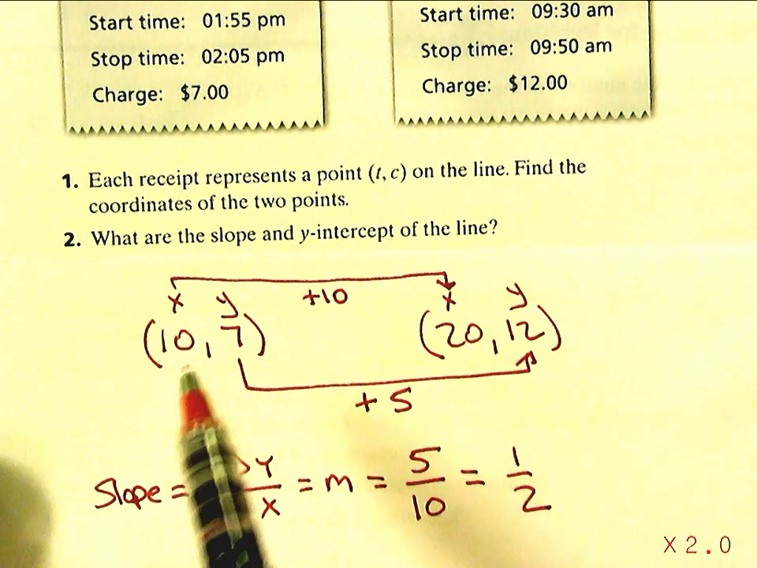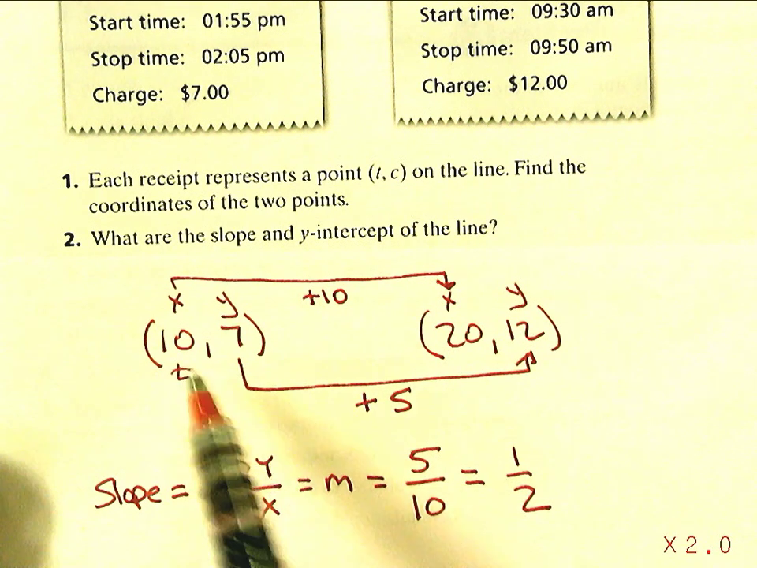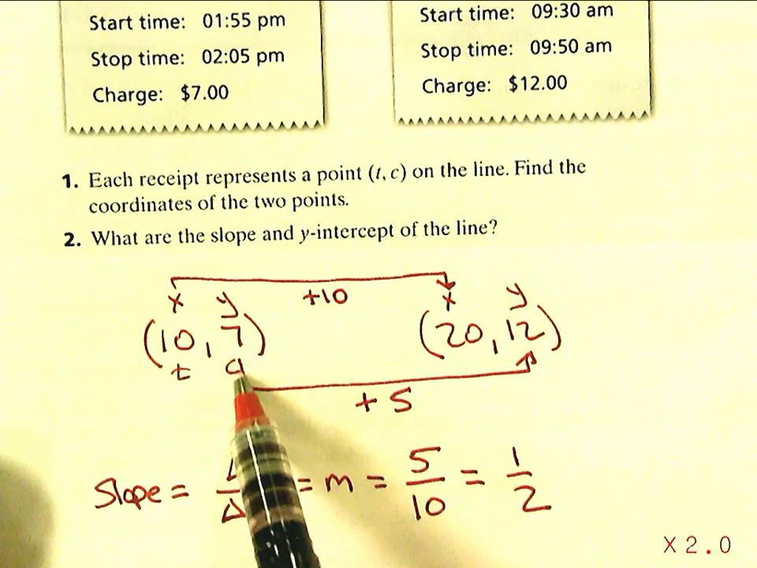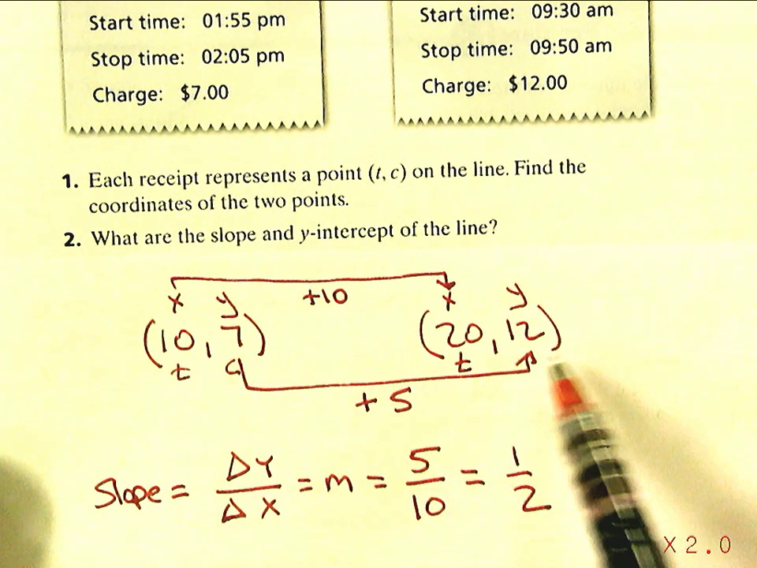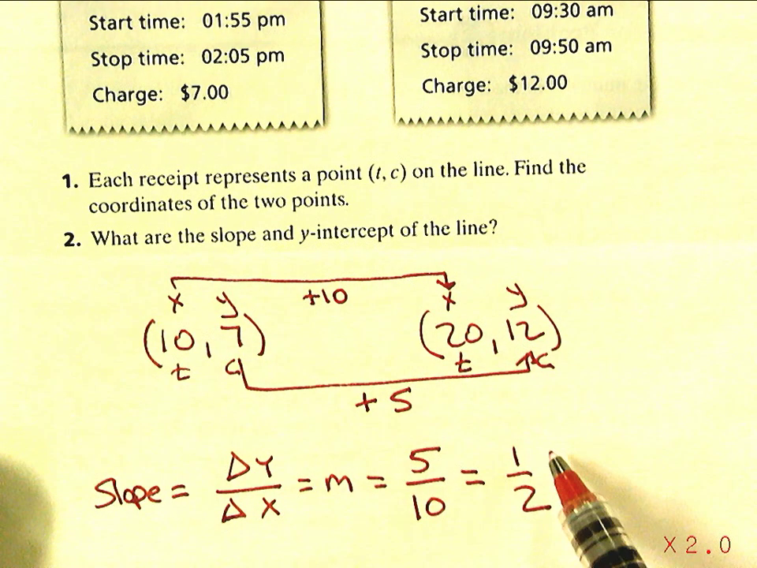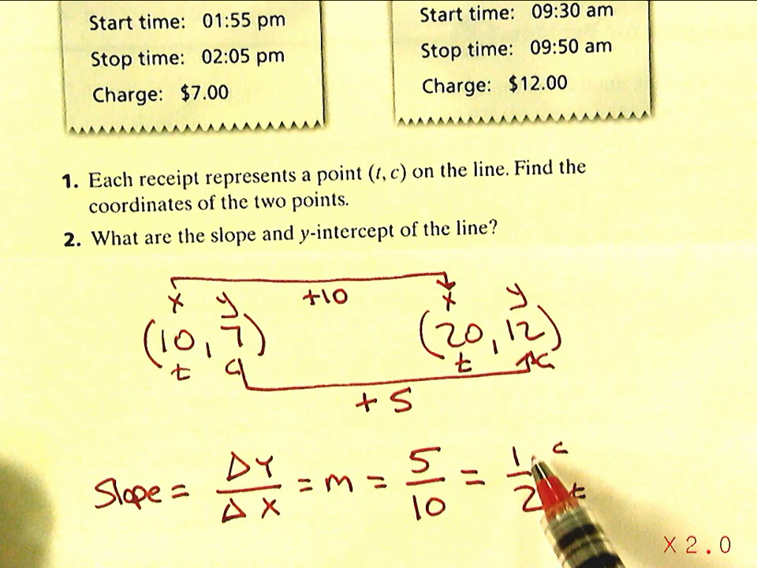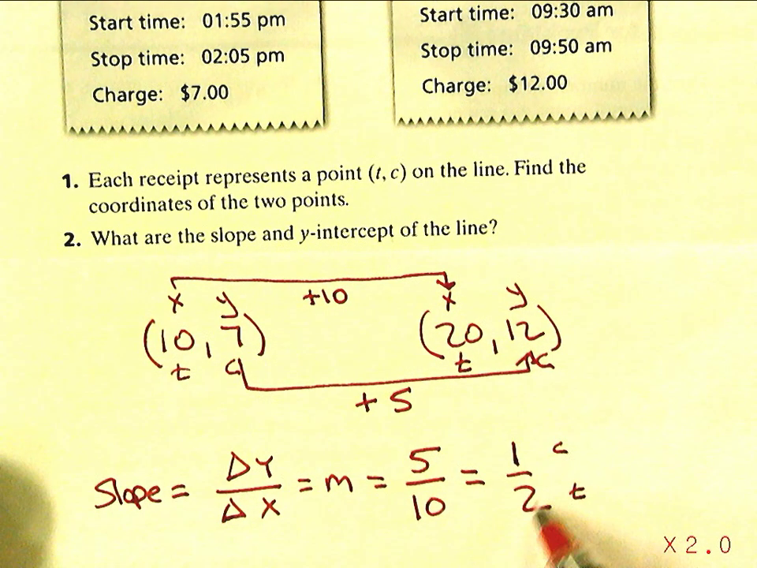And again, the 10 is time, and the 7 is charge. The 20 is time, and the y is the charge. So this is the charge, and this is the time. So we have charge over time. So it's like $1 for every 2 minutes is what that means. That's $1 for every 2 minutes of time.